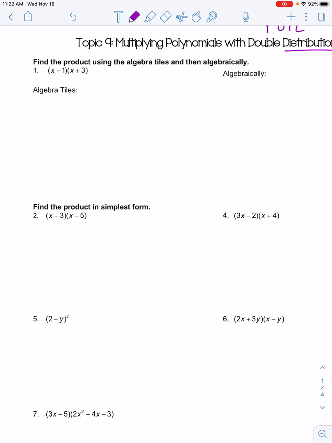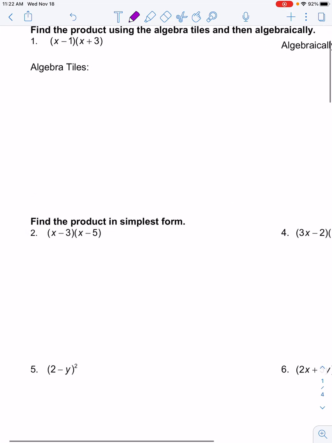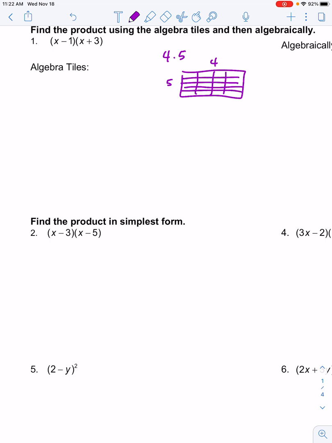So number 1 says find the product using the algebra tiles and algebraically. So for number 1, we have x minus 1 times x plus 3. Well, the algebra tiles essentially are just creating an area model. If I said, what is 4 times 5? Way back when you were first learning about it, you might say, okay, that means I would have a rectangle where I've got 4 along this top, and I've got 5 this way, and that's going to create an area of 20, right? You'd count your little boxes, and you'd say, oh, that's 20.